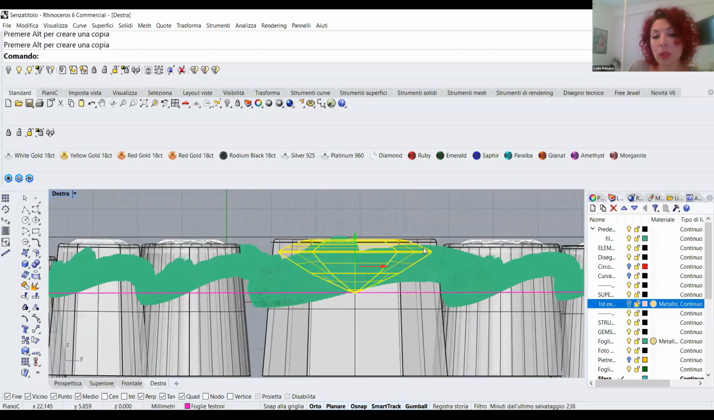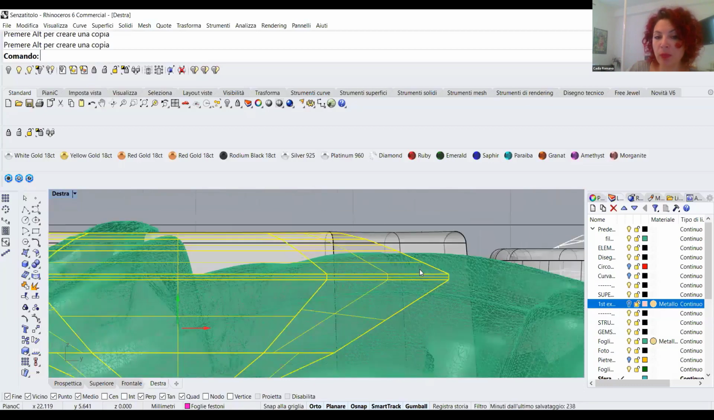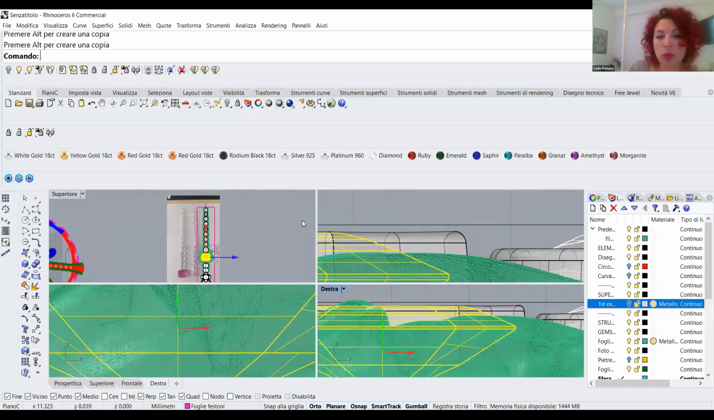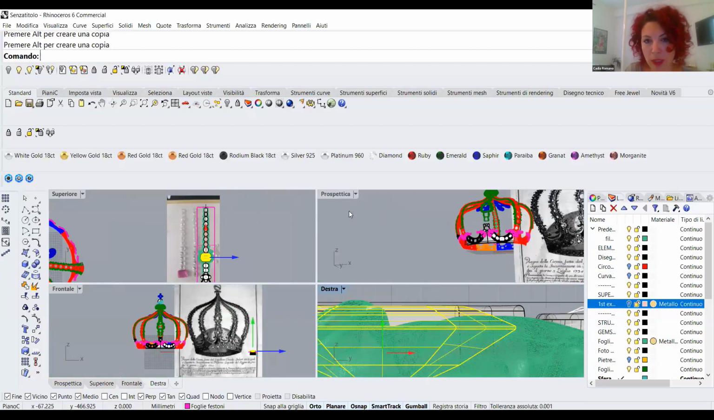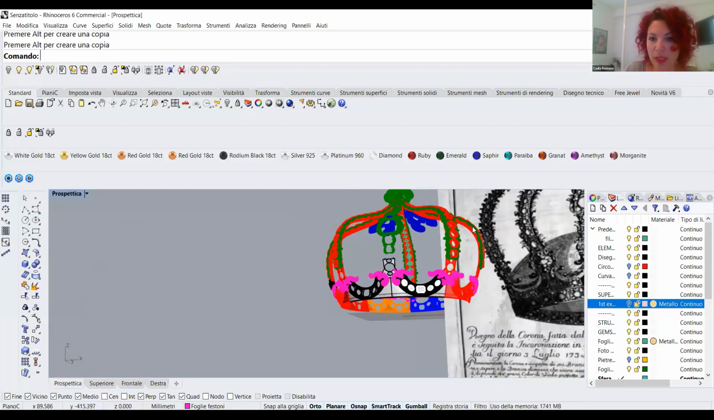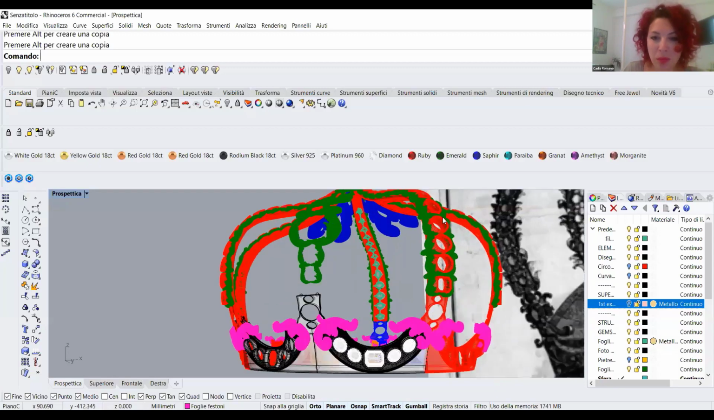Because if we zoom, we can see that it has a special border here that stops the gemstone, and the gemstone can't go out from the bezel. To be sure about the right position, I also added an engraving channel in the inner part of the bezel. I will show you.